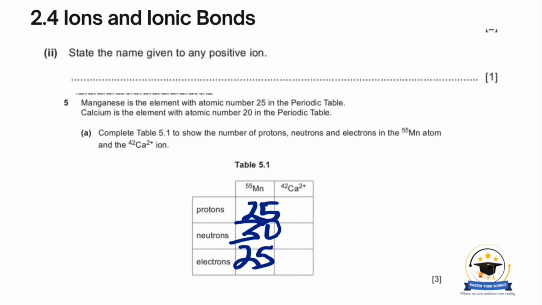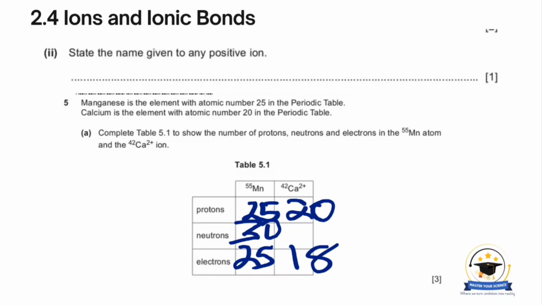So that's it for our manganese. And then for our calcium 2 plus ion, we've been told that calcium has an atomic number of 20, so that's the number of protons, so that's 20. But this is a cation, which means it lost some electrons. So for our number of electrons, that would be 20 minus 2, so we'll have 18 electrons.